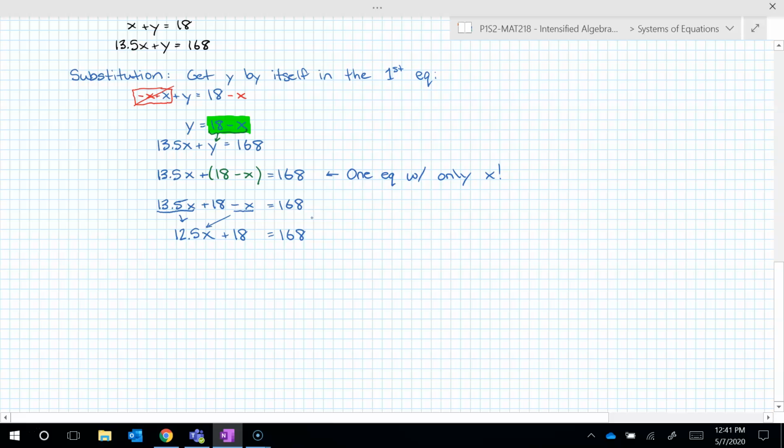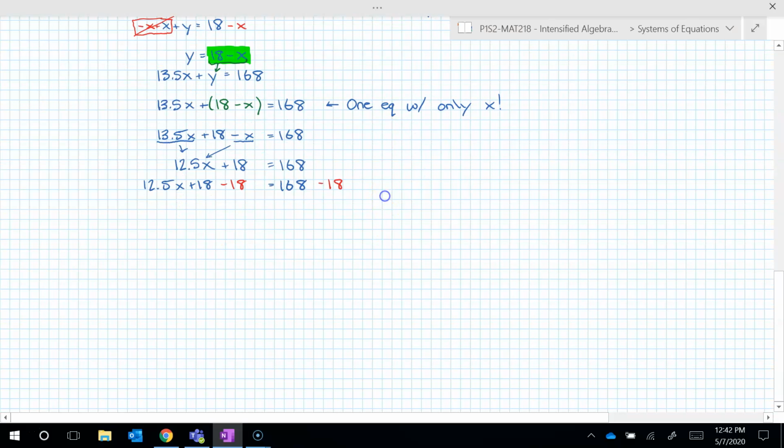I'm going to subtract 18 from both sides. The way Agile Mind has been showing this is like this, right, where I have this plus 18 equals 168, and I'm going to subtract 18 from the left side and subtract 18 from the right side so that this becomes a zero pair and goes away. And I'm left with 12.5x equals 150. To get x by itself, the one last step is that we have to divide both sides by 12.5.